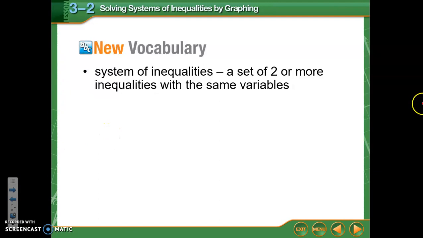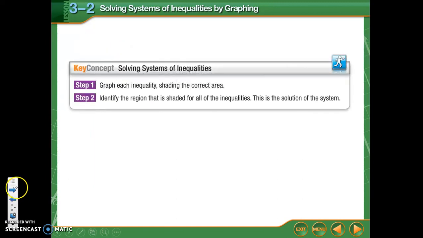Just like a system of equations, a system of inequalities is a set of two or more inequalities that have the same variables that we're solving together at the same time. So basically there are just two steps to solving systems of inequalities. I have to graph each inequality separately. I graph them on the same axes, but I graph them one at a time and I shade the correct area. And then I identify the region that's shaded for all of the inequalities, or basically where the shading overlaps. And that section of the graph is the solution of the system.